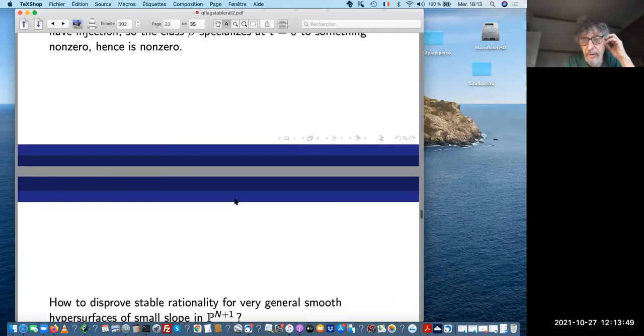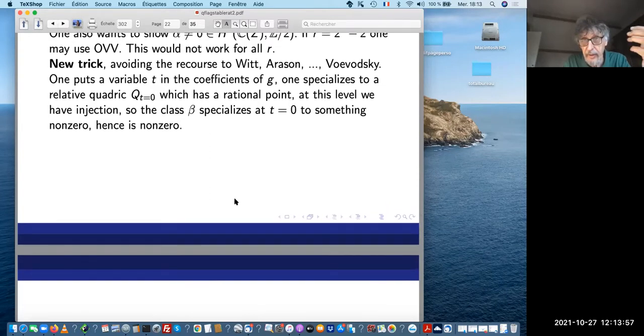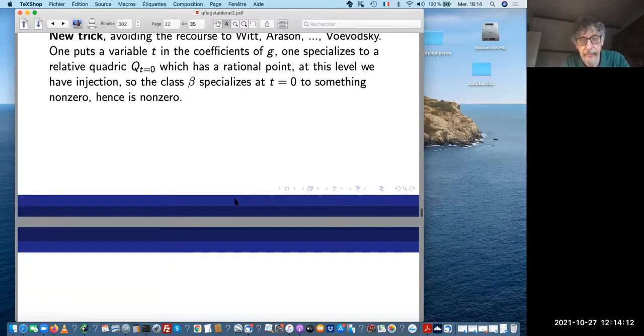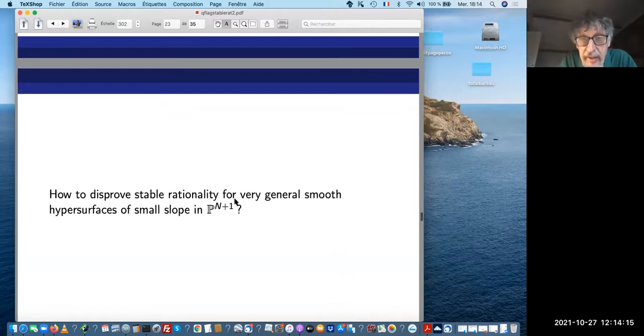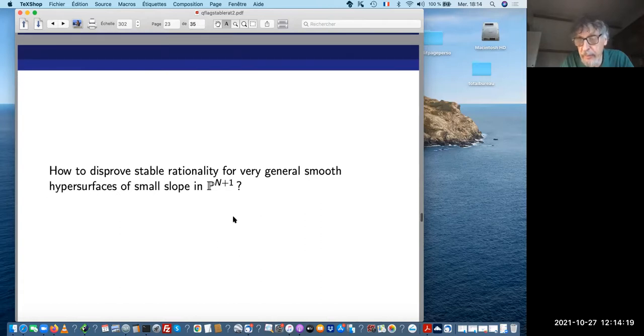And now a question. So now we produce a nice family of quadric bundles, which specializes to this very special quadric bundle, with generic fiber defined by a very twisted form of a Pfister quadric. Now, how does one get a smooth hypersurface, a small slope in Pn plus one?